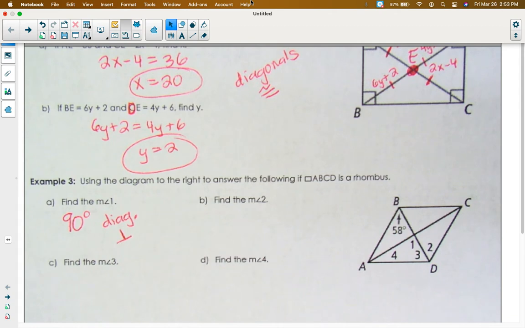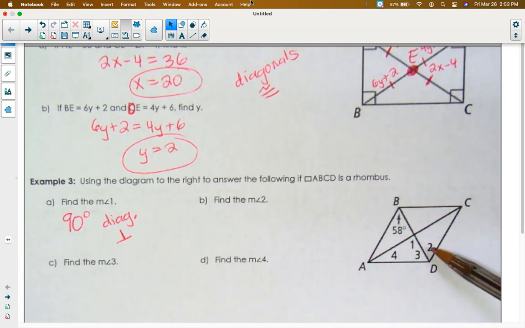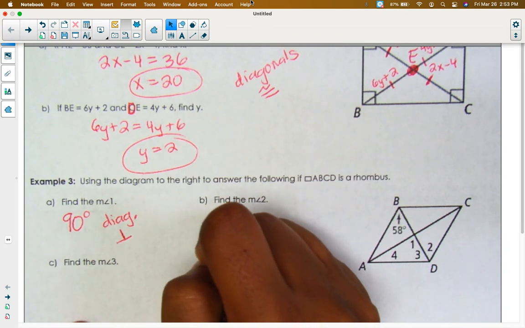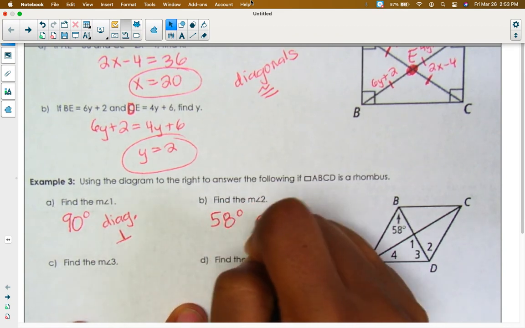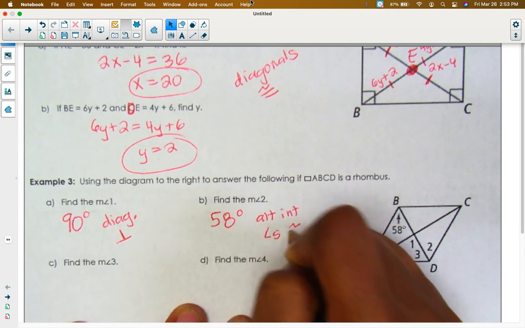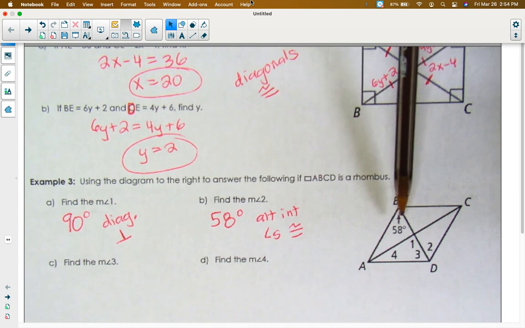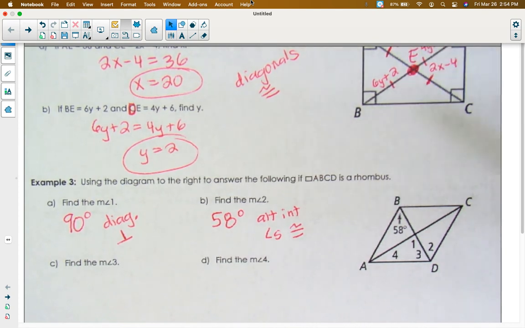B, find the measure of angle 2. So if this is 58, this space here must also be 58 because these are alternate interior angles. And alternate interior angles are congruent to each other. So this little section here is 58. Alternate interior angle is angle 2, so they are congruent to each other.